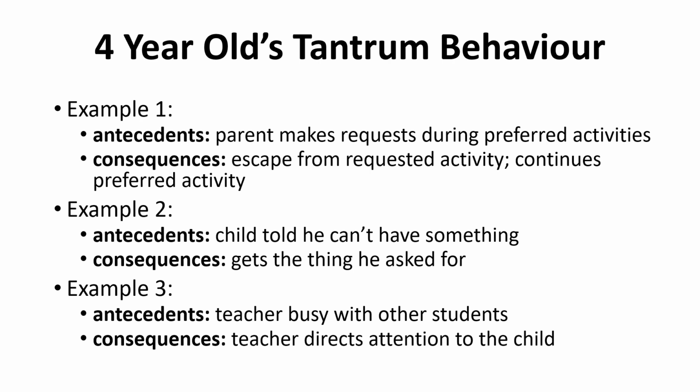And so we have different examples where we can identify a potential antecedent and a potential consequence that would explain this temper tantrum behavior. So one example would be that the antecedent is that a parent makes a request during the preferred activity. Maybe the child is playing video games and the parent asks them to clean their room. So the child throws a temper tantrum, the behavior in the middle there, and the consequence is that the child escapes from performing the requested activity and gets to continue their preferred activity.